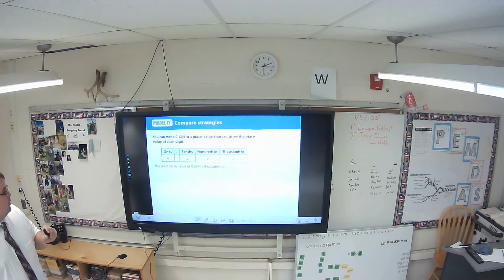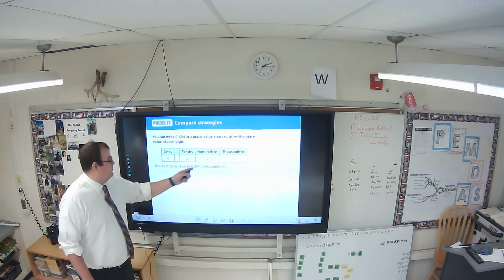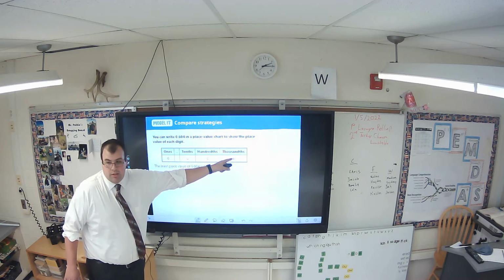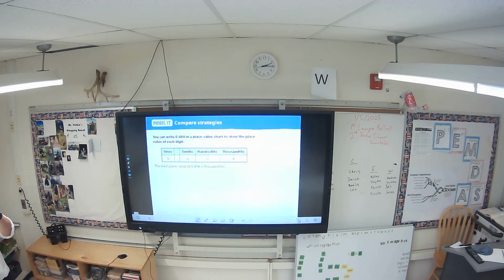It says the least place value. So you say it. The least place value, the smallest place value, is the what? Thousandths. The 4 is in the thousandths. So you say thousandths at the end.